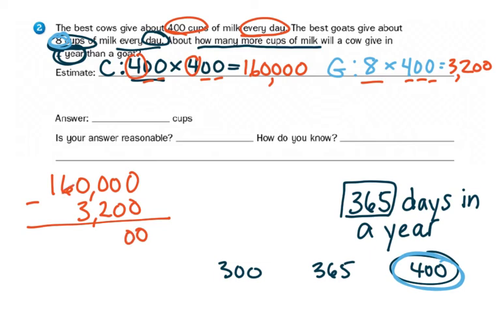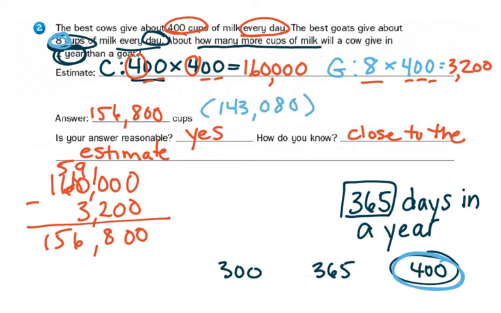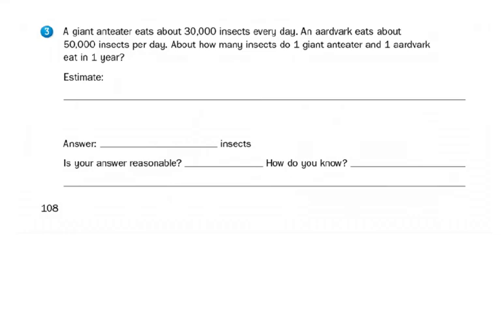I'm going to go ahead and do some subtracting. About 156,800. The actual answer is actually 143,080. So again, our answer is reasonable. It's close to the estimate. And let me write the actual answer behind here so you can see it. The actual answer was 143,080. And when we're talking a number that large, that's pretty close. Let's go ahead and do the last one on that page.